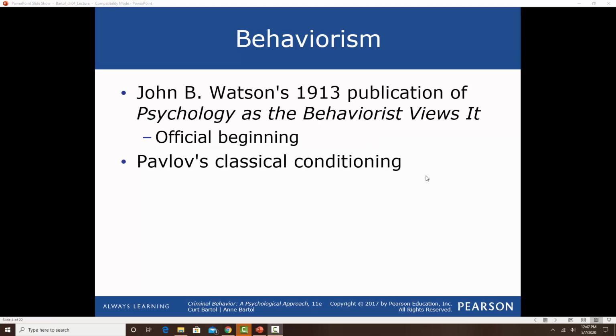I talked about John Watson and the Little Albert experiment, with being able to classically condition a human, very influential. And then, of course, Pavlov's work with dogs. Pavlov really kind of accidentally discovered classical conditioning with his work with the dogs.